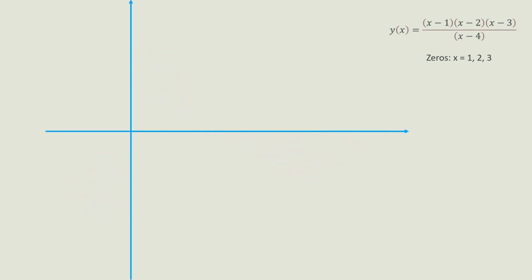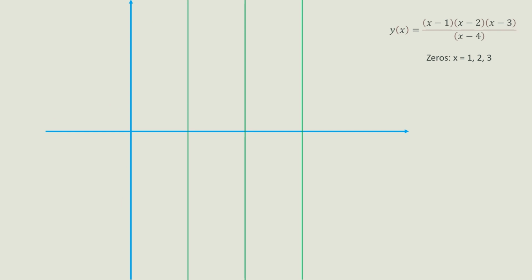Now let us try to analyze the equation. This was the given equation, and these are the zeros. Let us draw the coordinate system first, and let us plot the zeros. So this is 1 and this is 2 and this is 3. I can see that the zeros divide the plane into 4 regions: first, second, third and fourth. These are the 4 possible regions divided by the zeros.